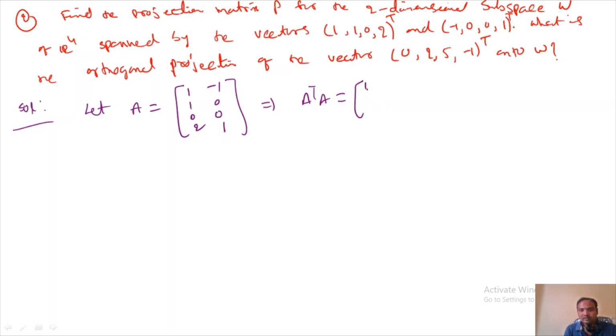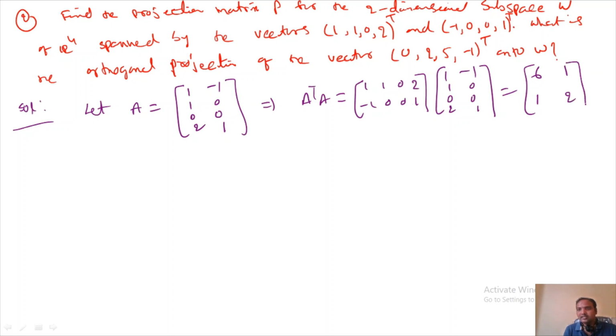A transpose [1 1 0 2; -1 0 0 1] into A, [1 1 0 2; -1 0 0 1]. This is equal to, we'll get a 2 by 2 matrix again: [6 1; 1 2]. 4 plus 1 plus 4 is 6. Okay, next, -1 plus 2 is 1. It must be a symmetric matrix. 1 0 0 1, that's a 2. This is the A transpose A.